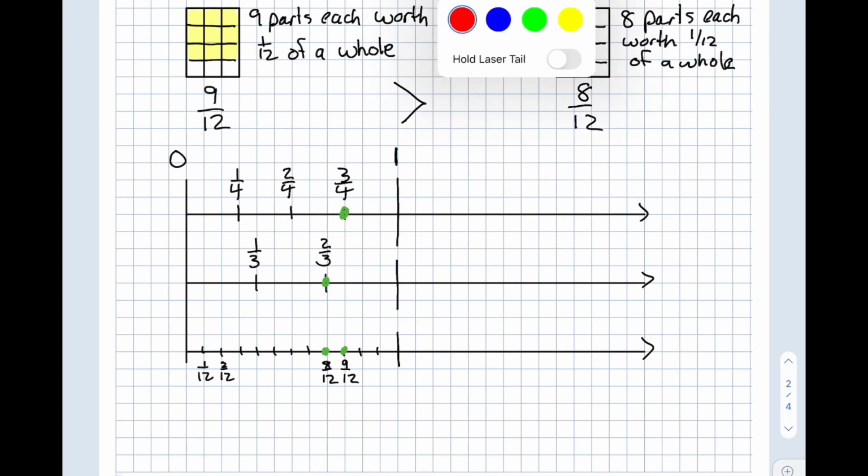With number lines and common denominators, it's really easiest to start with the common denominator and fill that in. So rather than starting with the initial fractions, it might be easier to figure out the common denominator first and draw that in.